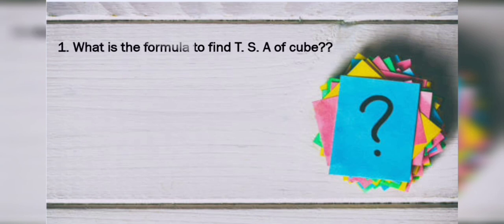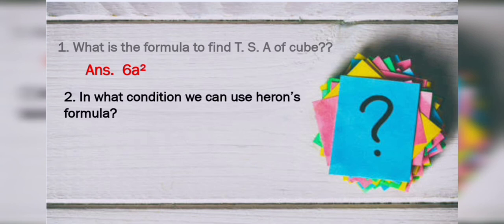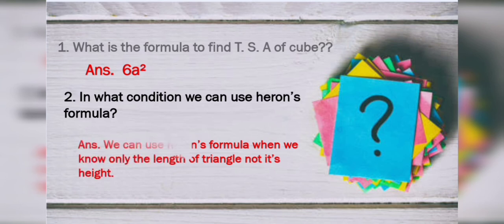So now here is a question round. The first question is, what is the formula to find the total surface area of the cube? The answer will be 6 into a square. Now let's see the second question. In what condition can we use Heron's formula? We can use Heron's formula when we know only the sides of the triangle but not its height.